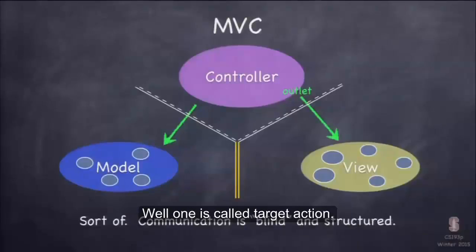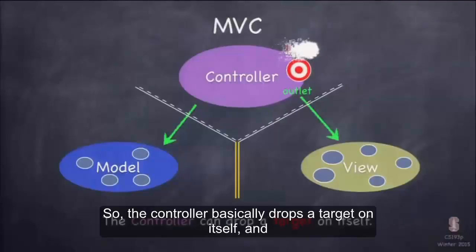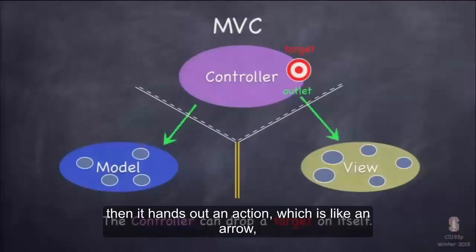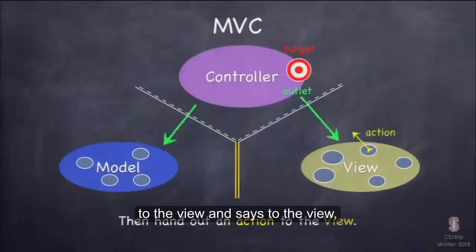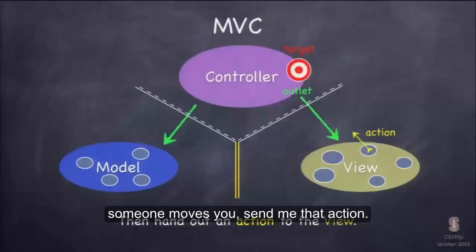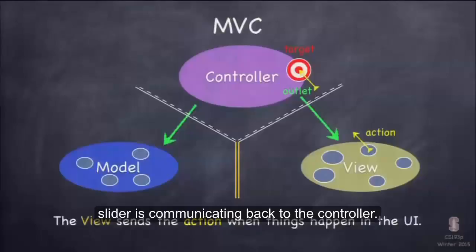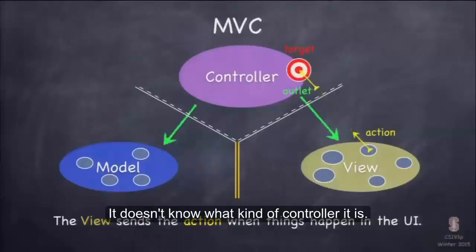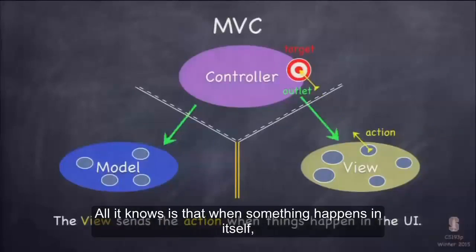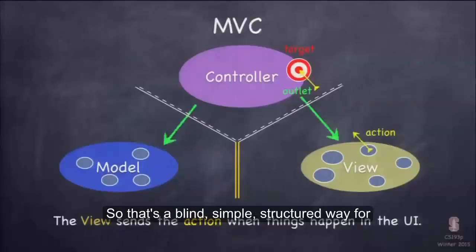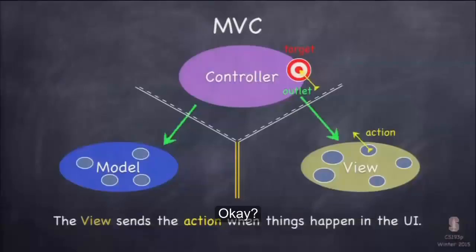So what's an example of a structured way? Well, one is called target action. So the controller basically drops a target on itself, and then it hands out an action, which is like an arrow, to the view, and says to the view, okay, when you do what you do, like you're a button and someone touches you, or you're a slider and someone moves you, send me that action. So in this way, the generic button or slider is communicating back to the controller. It has no idea that it's a card game controller or a space game controller. It doesn't know what kind of controller it is. All it knows is that when something happens in itself, boom, it sends messages to the target. So that's a blind, simple, structured way for the view to communicate with the controller.